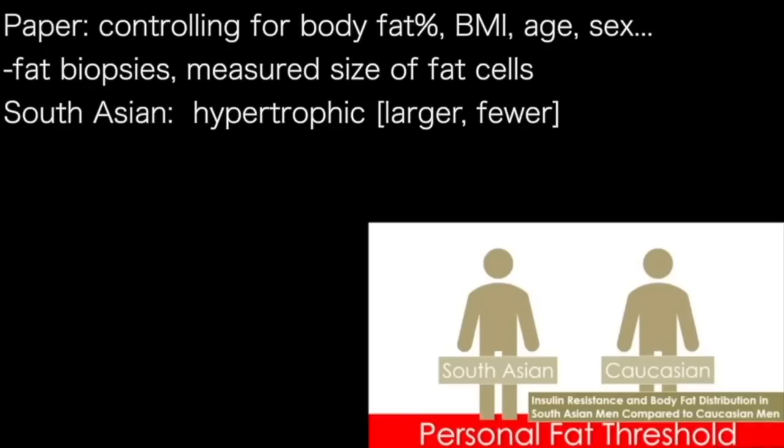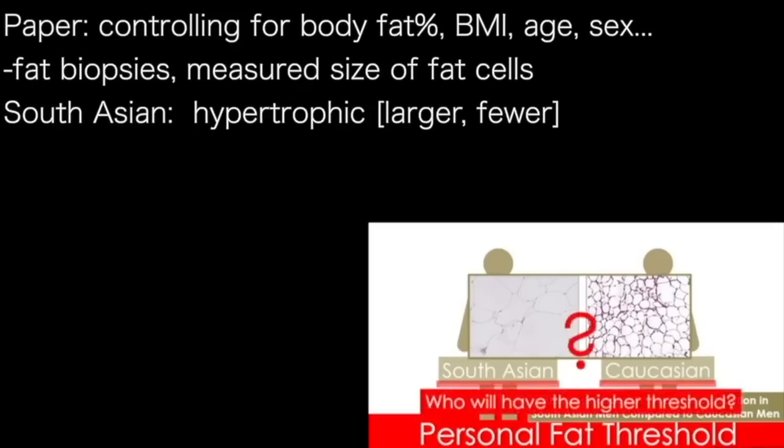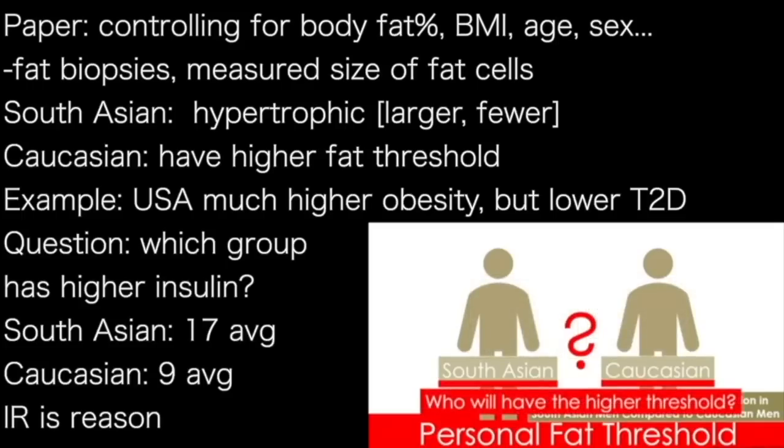And they did fat biopsies like we do in my lab and measured the size of each of the fat cells. Look at the difference in fat cell size between the Caucasian fat, if you will, or the fat on the Caucasian body versus the fat stored in the South Asian body. You can see the fat stored in the South Asian body is substantially more hypertrophic, despite having the same overall body fat mass. So based on this, who would you think has the higher threshold? Who could store more fat, in other words, and yet maintain their insulin sensitivity and their metabolic health? Remember, fat cells are healthier cells. So it's no surprise that the Caucasian population has a higher threshold.